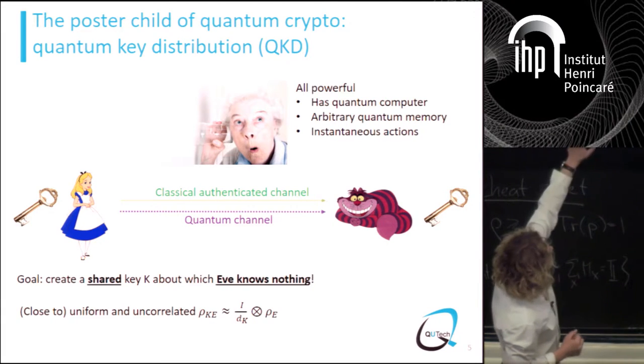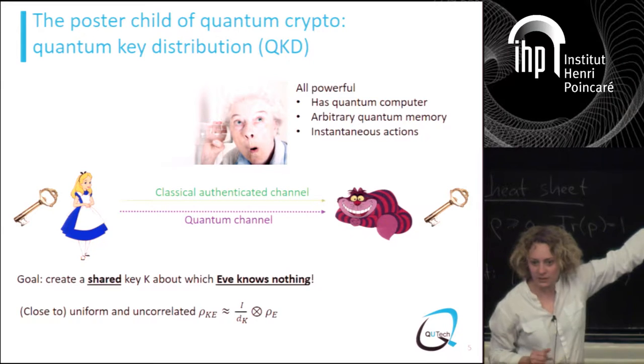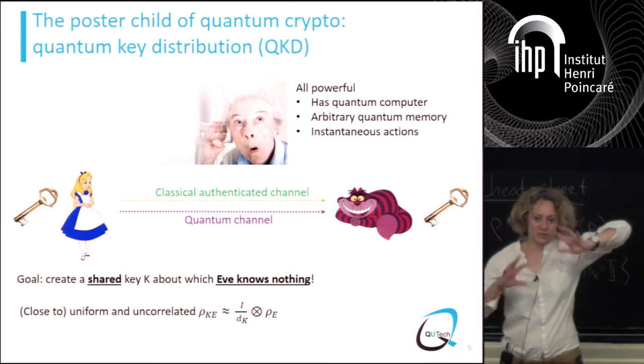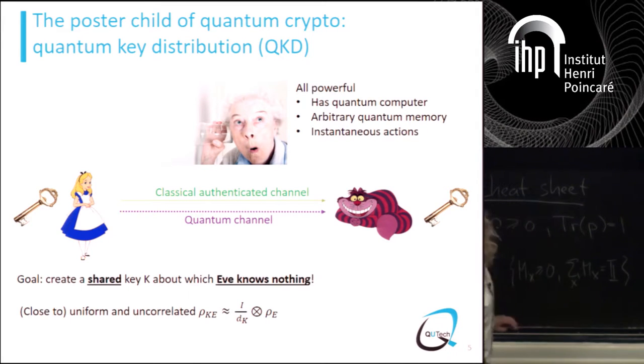So quantum channel means that, you can think that Alice and Bob can send qubits back and forth, and there's no restriction. Eve can tamper arbitrarily with that channel. Okay.